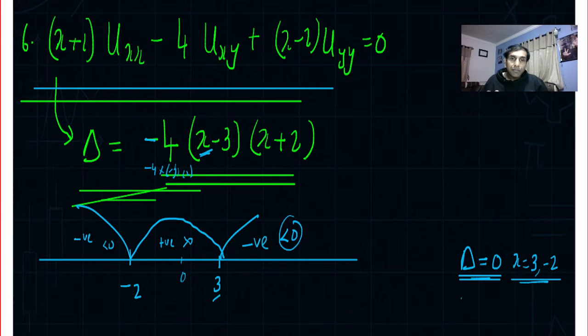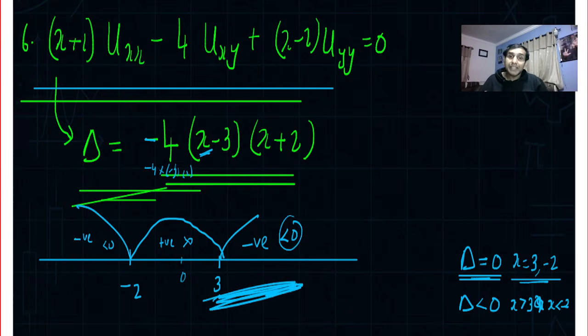And if delta is less than 0, from the picture I can understand x has to be a number bigger than 3 and x has to be a number less than minus 2. Or you can keep any number bigger than 3 or you can keep any number less than minus 2. You will get delta less than 0. Similarly, you keep a number between minus 2 and 3, you will get positive.